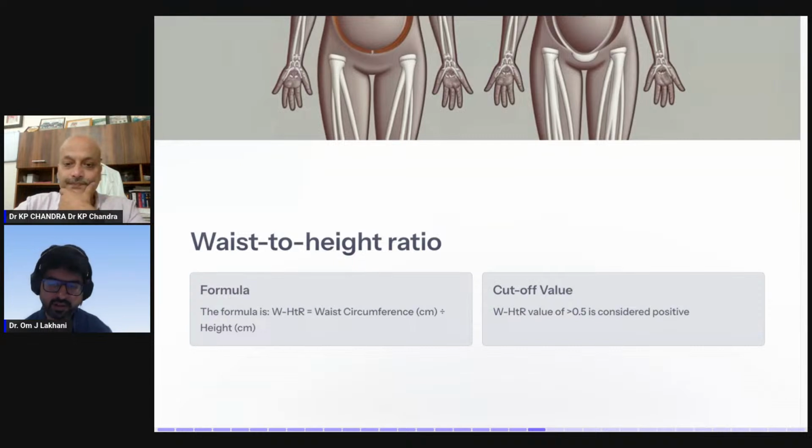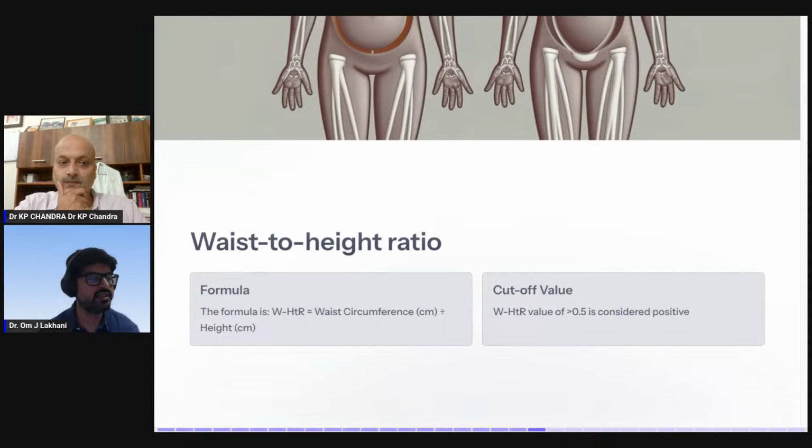So we take the waist to height ratio, and waist to height ratio is again very simple to calculate. So calculate the waist circumference and take the height of the patient. A lot of studies have shown that waist to height ratio, and this is what was also endorsed by the European Obesity Society last year. So they said waist to height ratio, which is very simple to calculate. If it's more than 0.5, it is considered to be positive.